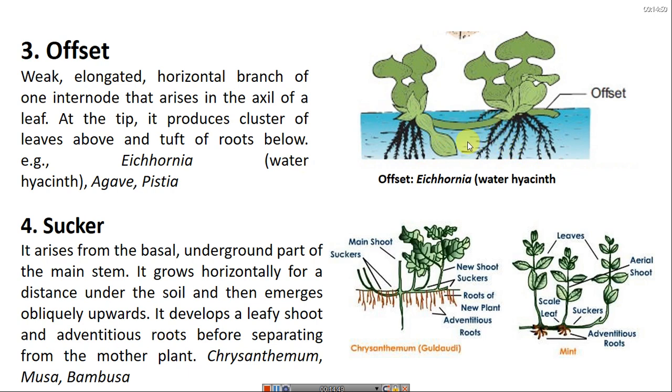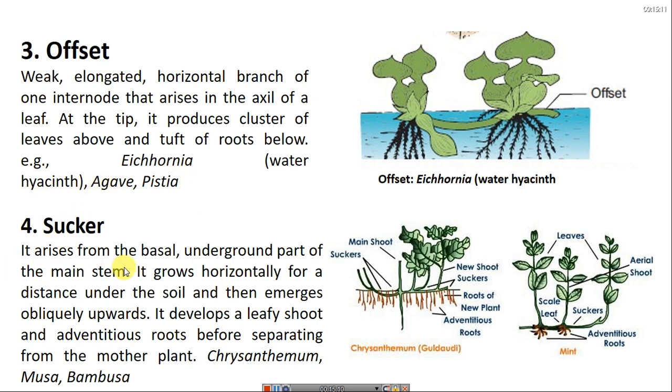Same was the case with other creepers also, right? Like in grass or strawberry, those structures were also helping in vegetative propagation. So more examples of offsets are Eichhornia, that is water hyacinth, agave, and pistia. Now let us look at the fourth type of creeper, that is sucker.